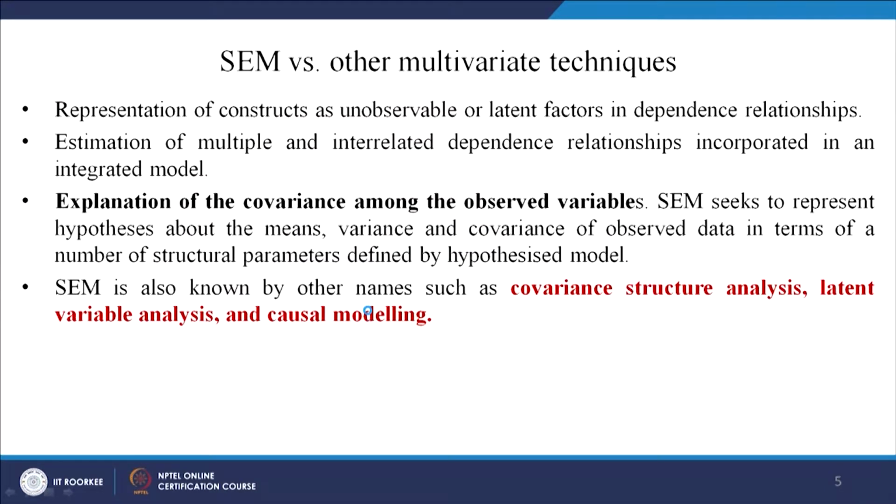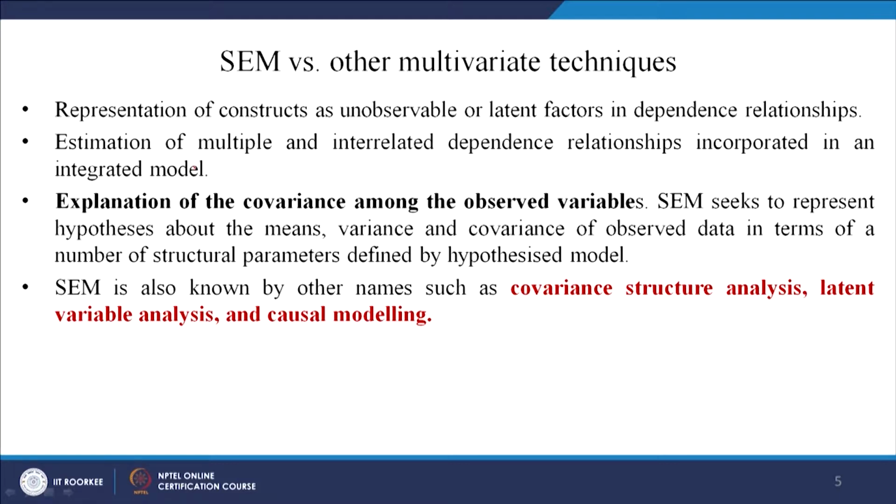SEM versus other multivariate techniques. It is a representation of constructs, as you have seen, as unobservable or latent constructs, in dependence relationships. Estimation of multiple and interrelated dependence relationships incorporated in an integrated manner.